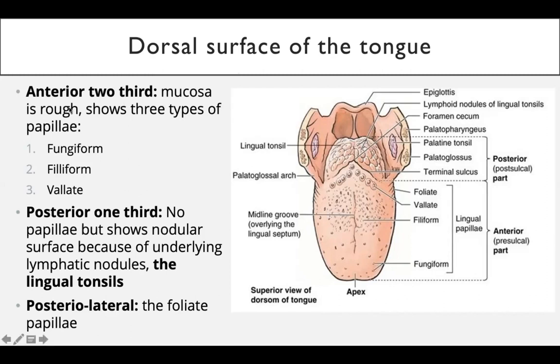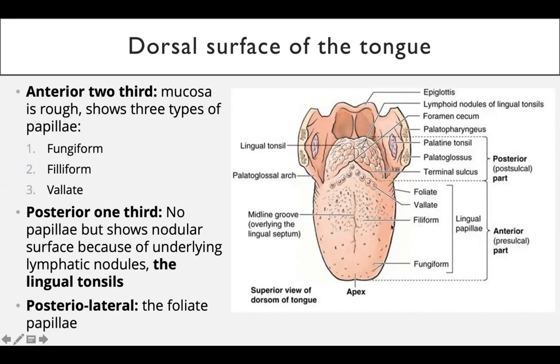Okay, so the anterior 2/3 of the dorsal surface of the tongue has a rough mucosa. This mucosal membrane is rough and shows 3 types of papilla. We are talking about the anterior 2/3 of the dorsal surface of the tongue. So it has 3 types of papilla on the surface, and that's why the mucosa is rough: fungiform, filiform, and vallate.